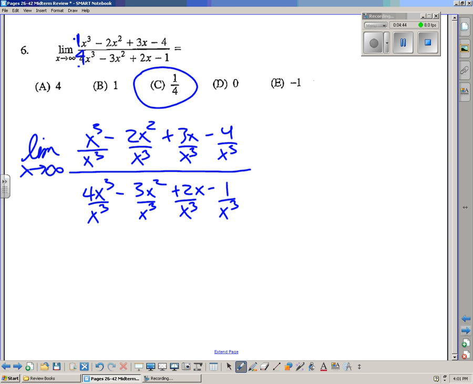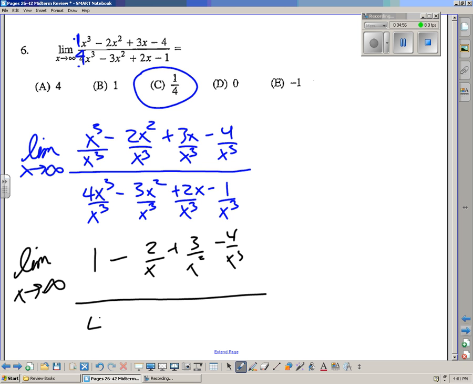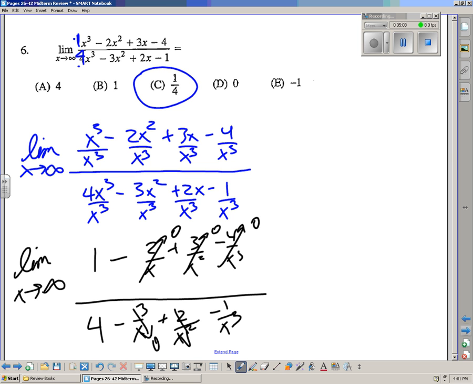So if we simplify this, we get the limit as x approaches infinity of (1 minus 2/x plus 3/x squared minus 4/x cubed) over (4 minus 3/x plus 2/x squared minus 1/x cubed). And as x goes to infinity, all of these fractions go to 0. And we are left with our 1/4 answer. All right, good. Next question.